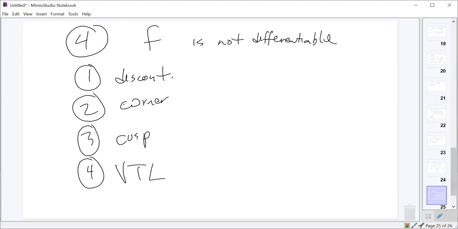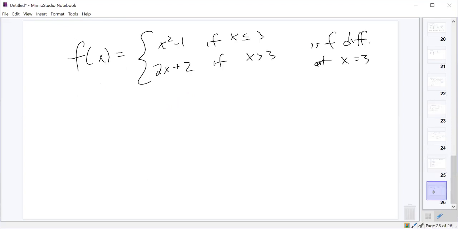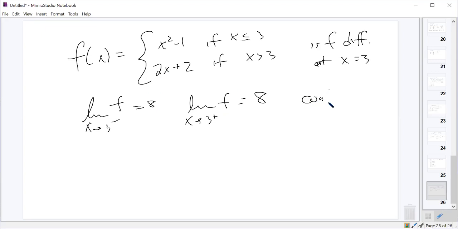Here, we'd go through, and first we'd see, is the function continuous at 3? Well, we'd say the limit as x approaches 3 from the left is 8. Okay. The limit as x approaches 3 from the right of f is 8. So therefore, it must be continuous at 3. So that gives us a chance.